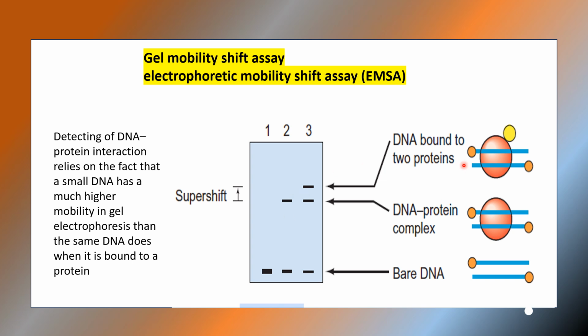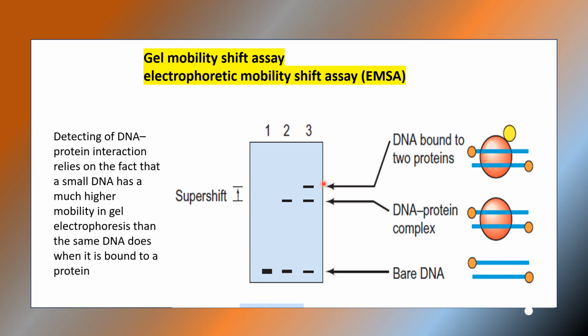Now, see the third component here. This is a double-stranded DNA which is bound to two different proteins. That may be two proteins directly interacting with the DNA, or one of the proteins interacting with another protein. In that case, this complex will still have a higher molecular mass, and when you run it on the gel, you will see that there is again a shift in the electrophoretic mobility. That's called the super shift.